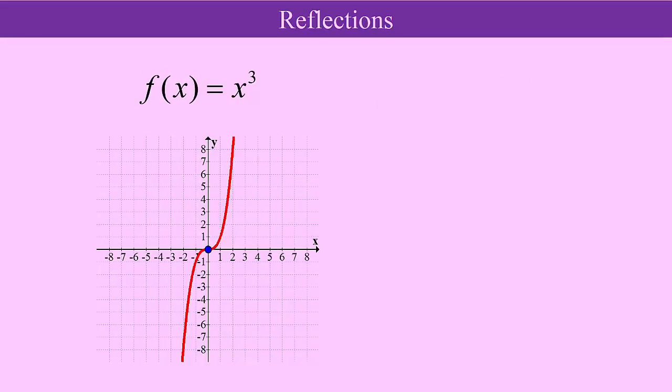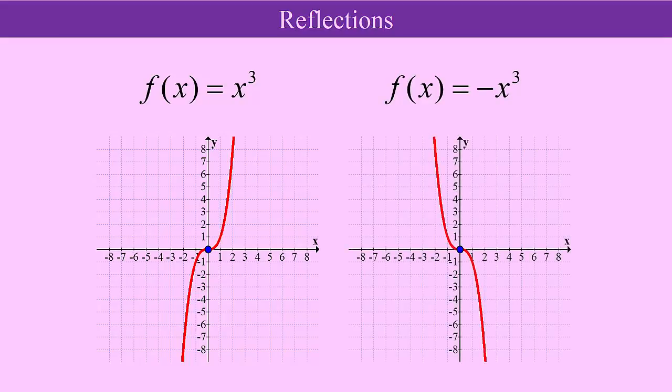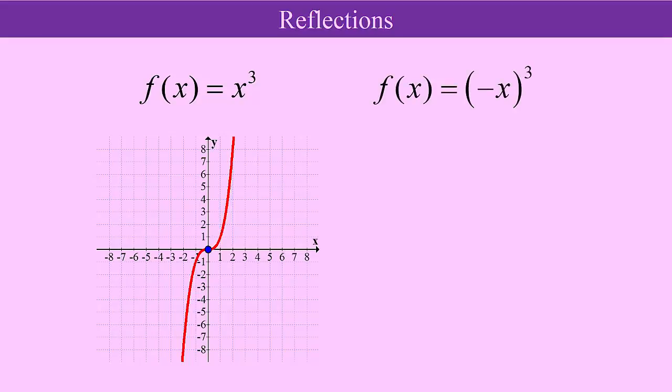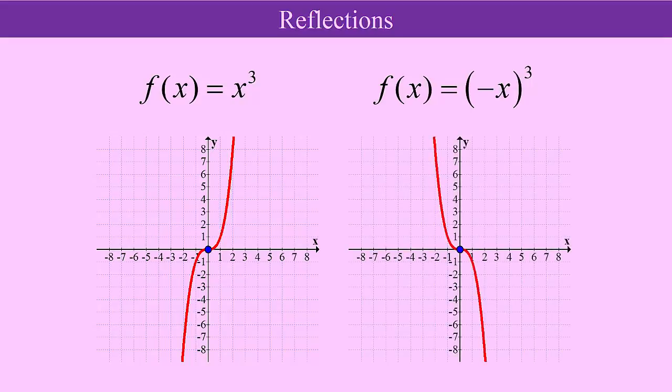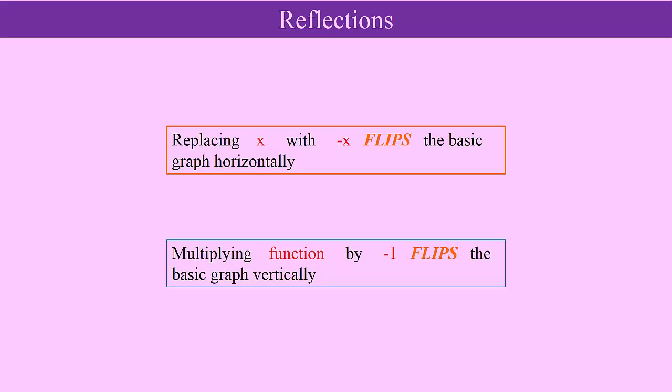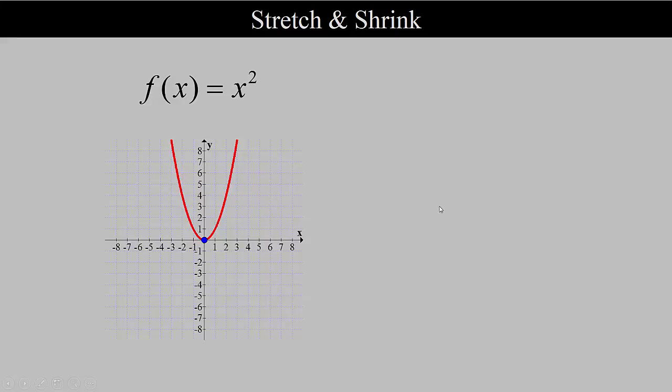Here's the x cubed graph. Negative on the outside flips vertically. Negative on the inside flips horizontally. You notice those two have to be the same. And so if you put a negative inside, replace the x with negative x, the graph flips horizontally. And it flips vertically if you put it on the outside. The final one looks like this.